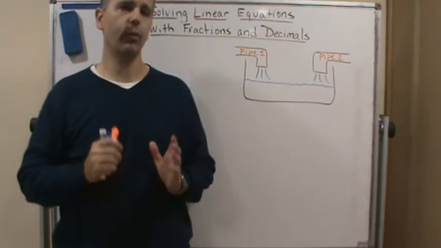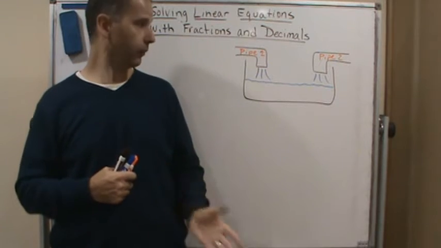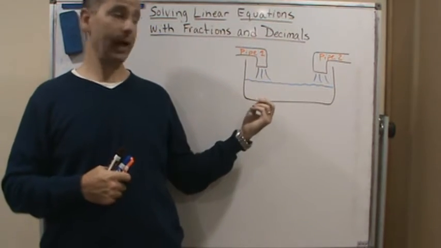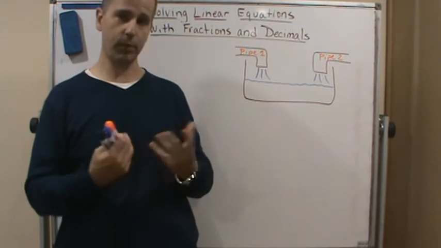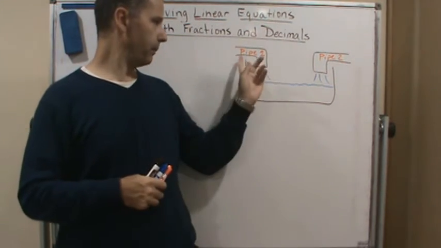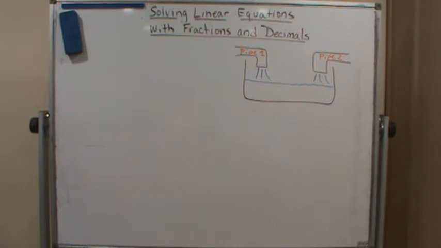Okay, so now let's do an example of an application type problem involving work. So here we've got two pipes that are filling a basin, some basin or some container of some sort. So we've got pipe 1 and pipe 2. Let me read what the setup is and we'll go from there.